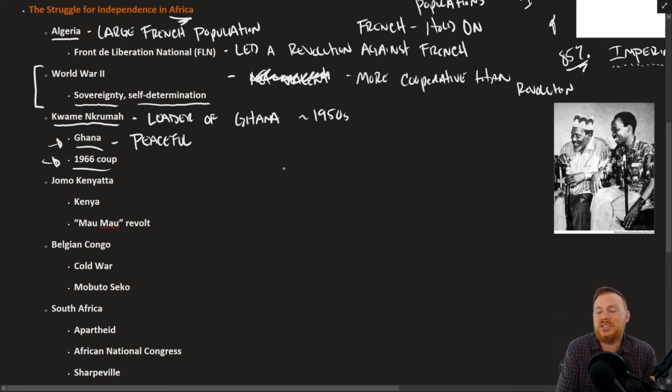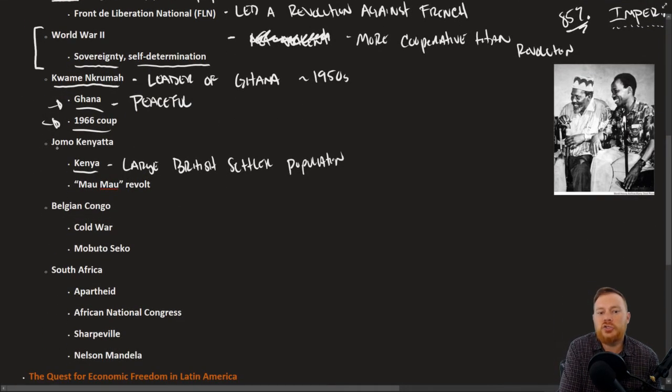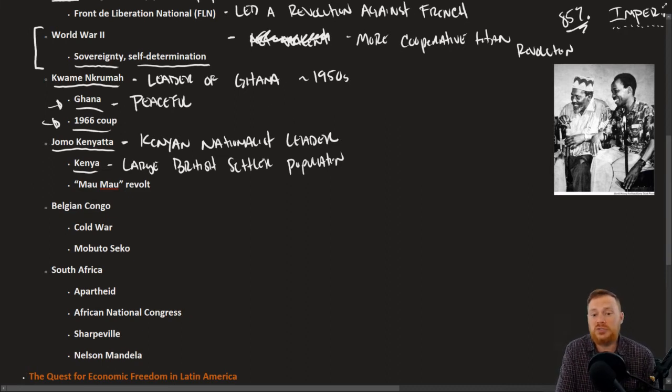Kenya was a little bit different of a story, because in Kenya there was a large British settler population. And again, in those areas, like we mentioned before, the British were a little bit less willing to let go of those particular colonies. Jomo Kenyatta was the Kenyan nationalist leader, again demanding independence. Typically, these individuals become the first prime minister of these nations once they become independent. And because there was a larger settler population, the process of decolonization tended to be more violent.